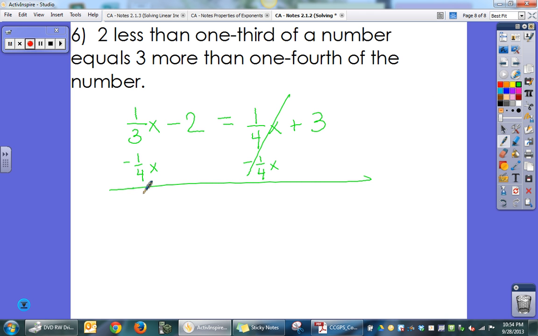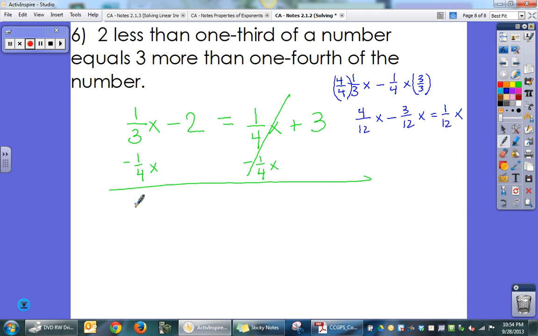Now in this case, I'm going to need a common denominator, so I'm going to come over here and work with these. So I've got 1/3 x minus 1/4 x. So my common denominator between 3 and 4 is going to be 12. So I'm going to multiply the left by 4 over 4. 4 times 3 will give me 12. And the one on the right by 3 over 3. So I'm going to end up with 4 over 12x minus 3 over 12x. When I combine those, I'm going to end up with positive 1 over 12x.